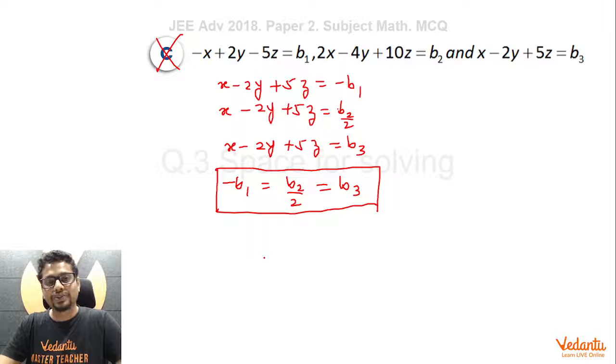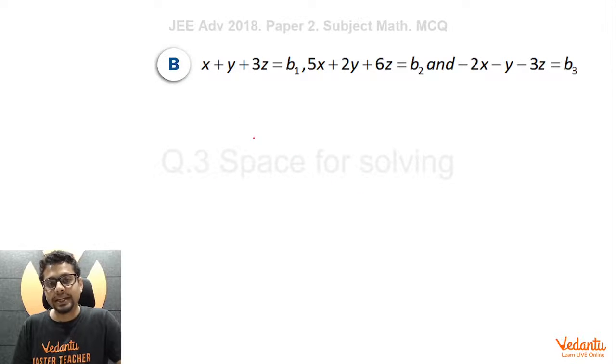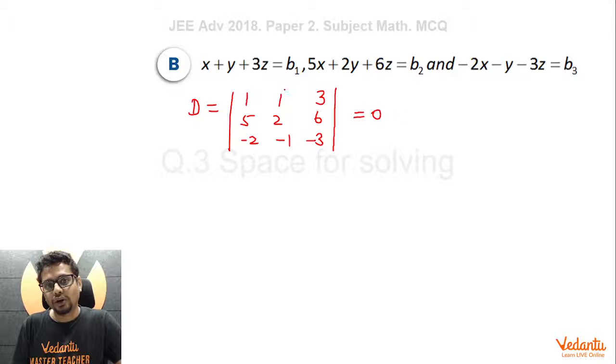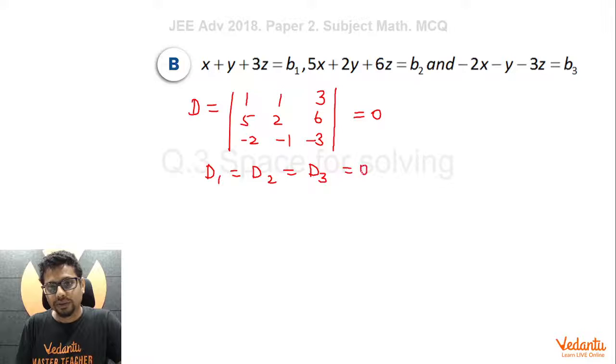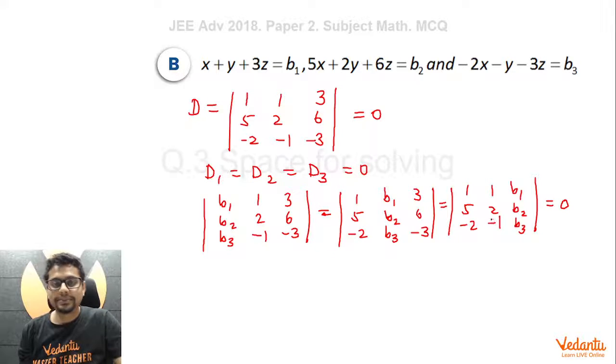Now going for option D, option B. So here, first of all, when you consider this determinant D comprising the coefficients of x, y, z, this determinant is clearly 0. Why? Because column 2 and column 3 are proportional. If you multiply every element of column 2 by 3, you get column 3. So that means for this to have at least one solution, D1, D2 and D3 all should be 0. That is, these determinants should be 0.